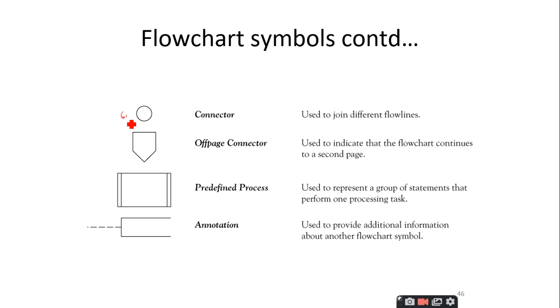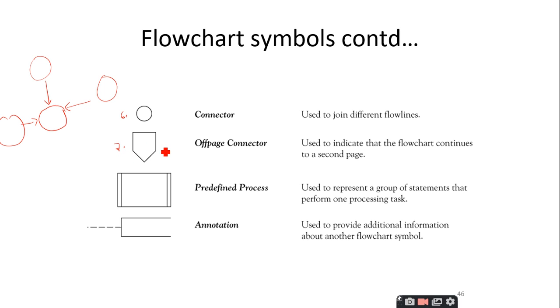The next symbol we have is the circle, which is called the connector. It is used to join different flow lines. For example, one input is coming like this, another input is coming from a different logic, and another from yet another logic, and these flow lines have to meet somewhere. This meeting of flow lines should be represented with a circle. That is the reason why we call it the connector.